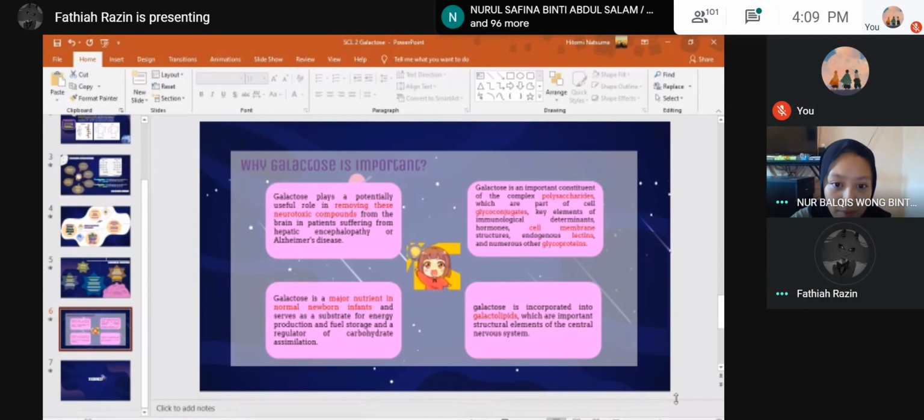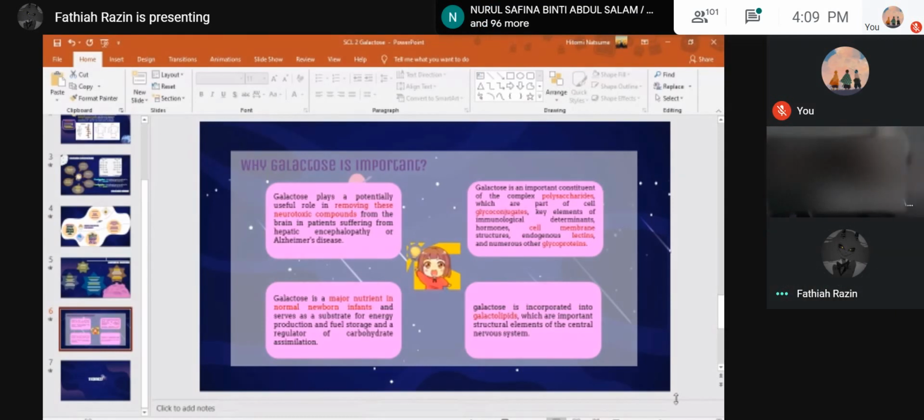Okay, so we move to the importance of galactose. The first importance is that galactose plays a potentially useful role in removing neurotoxic compounds from the brain in patients suffering from hepatic encephalopathy or Alzheimer's disease. The second is that galactose is a major nutrient in normal newborn infants and serves as a substrate for energy production and fuel storage and a regulator of carbohydrate assimilation.